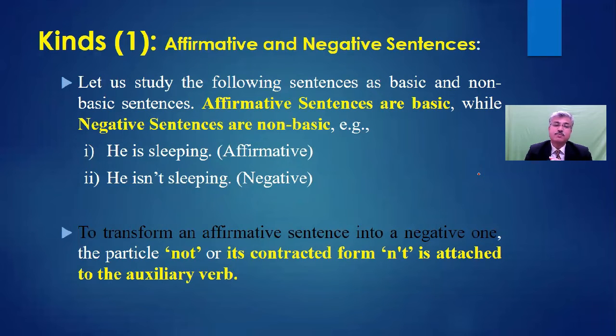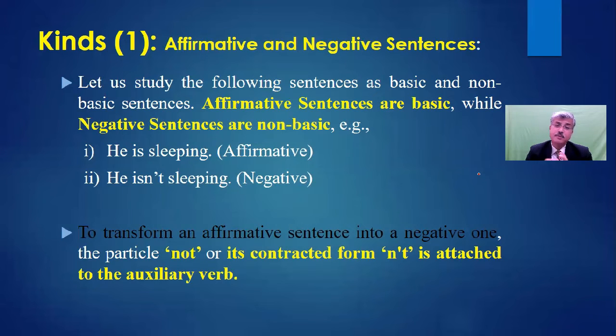The first kind of simple sentence is affirmative and negative sentence. Let us study the following sentences as basic and non-basic sentences. Affirmative sentences are basic, while negative sentences are non-basic. For example, he is sleeping. It is an affirmative sentence. On the other hand, the second example is he isn't sleeping. It is a negative sentence. Isn't.